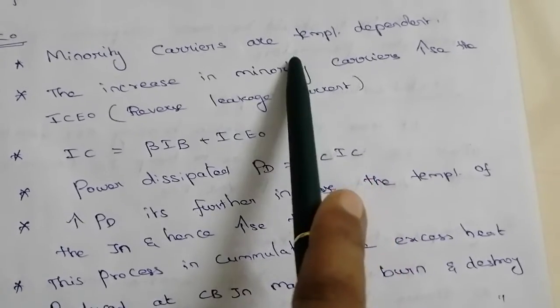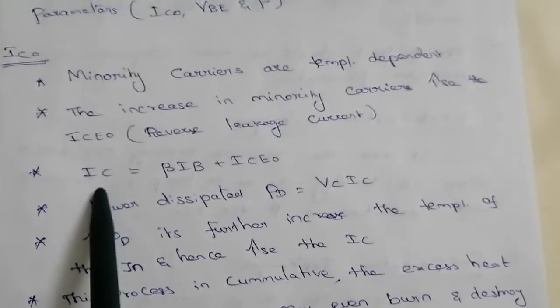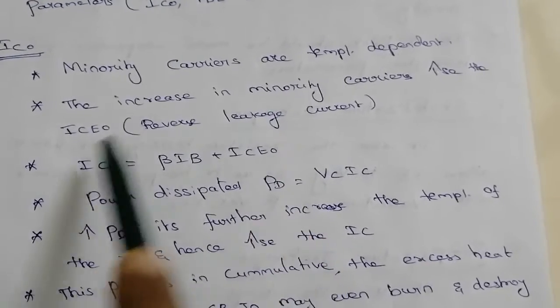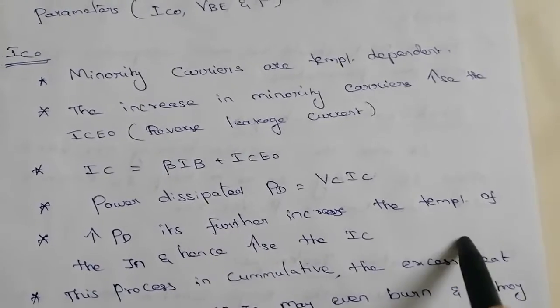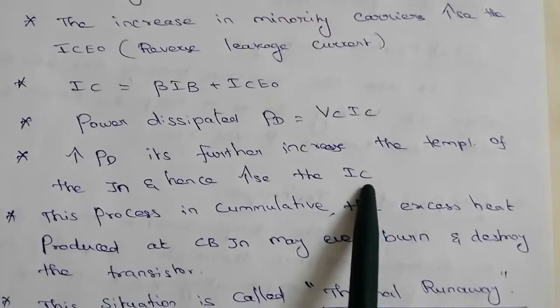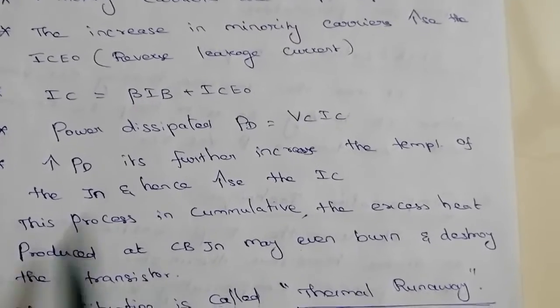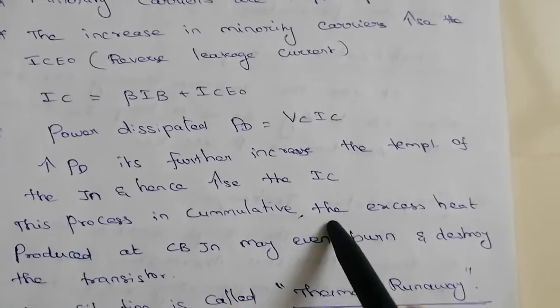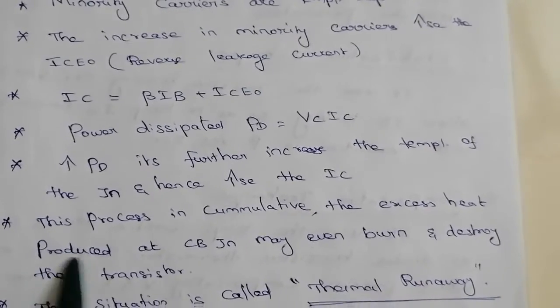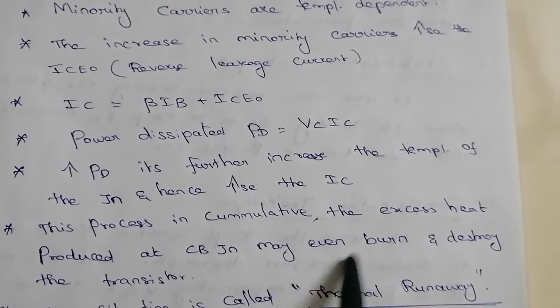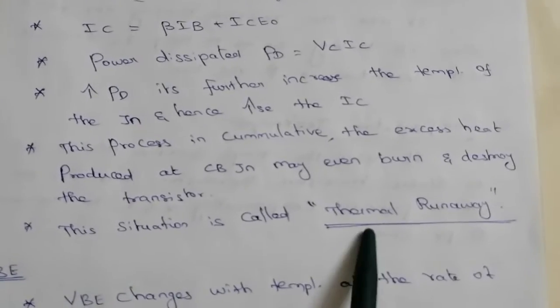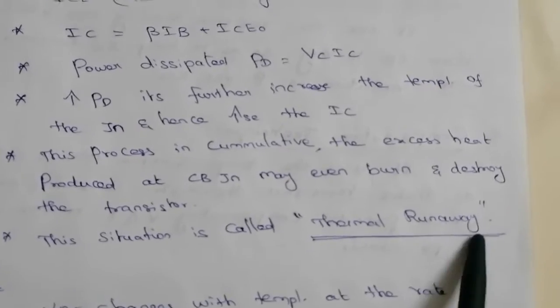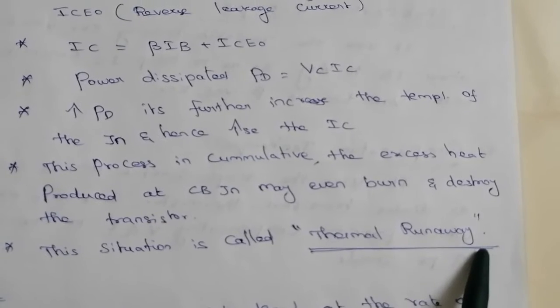So initially the temperature increases, and it increases the collector current due to that reverse leakage current. If the collector current increases, power also increases. This power again increases the temperature, so the collector current further increases. So what happened next? The process is repeated, that is, cumulative. The excess heat generated at the collector base junction may even burn or destroy the transistor. This process is called thermal runaway. So is it clear? What is meant by thermal runaway?